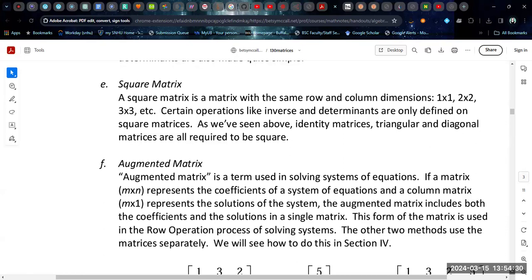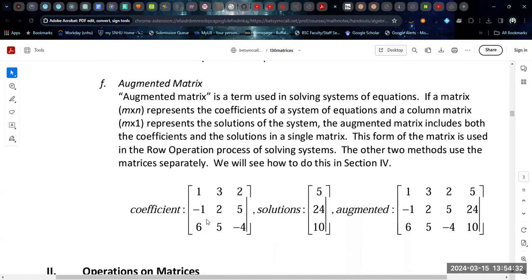We can also work with what are called augmented matrices. We're going to see when we set up our systems of equations that typically when we have a system of equations, we'll put the coefficients in one matrix and then the solutions in another matrix, another vector. And when we put them all into a single matrix, that is called an augmented matrix. So it has both the coefficients and the solutions in the same matrix.